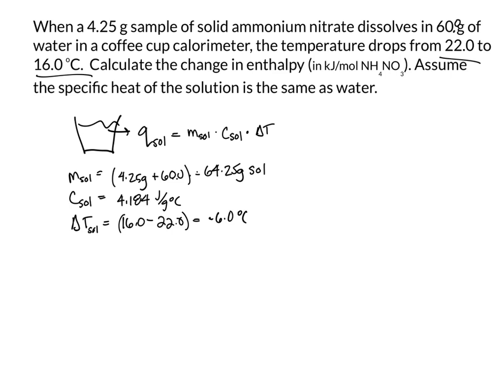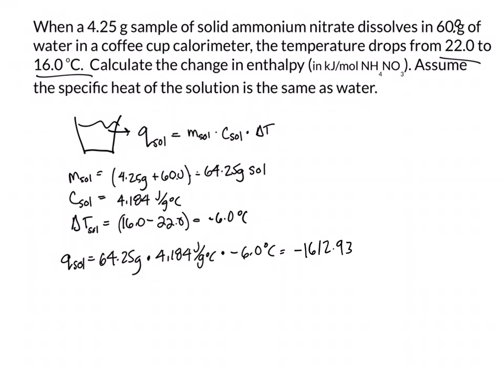So now let's go ahead and calculate our Q of our solution. So Q of solution is going to be equal to 64.25 grams, which is the mass of our solution, times our specific heat of our solution, multiplied by our change in temperature. And that's going to be equal to the following value. We follow that with a unit evaluation. Grams and grams cancel, Celsius and Celsius cancel, and joules are what we're left over with.